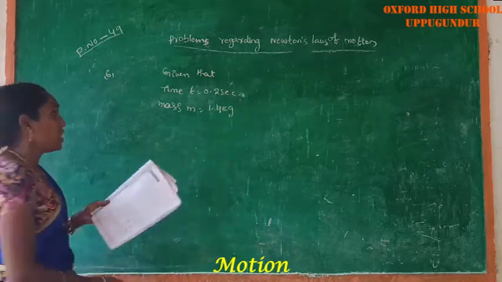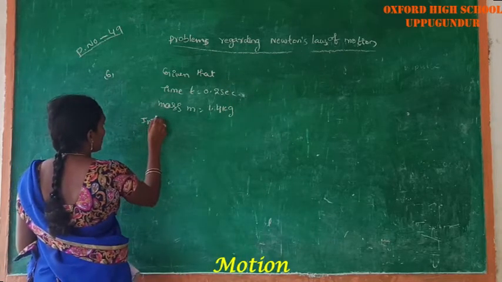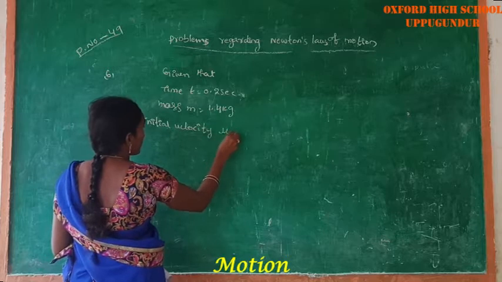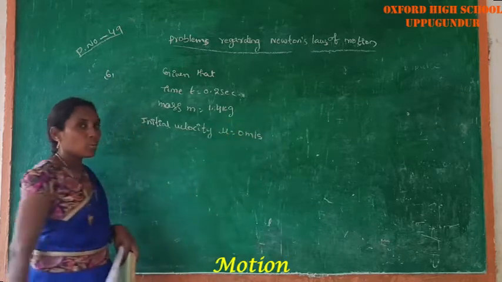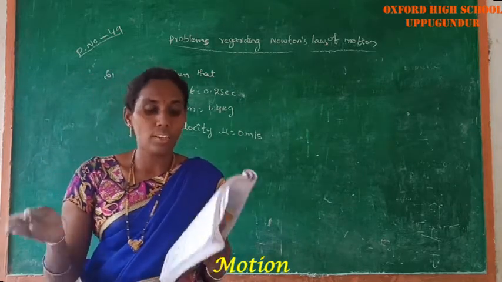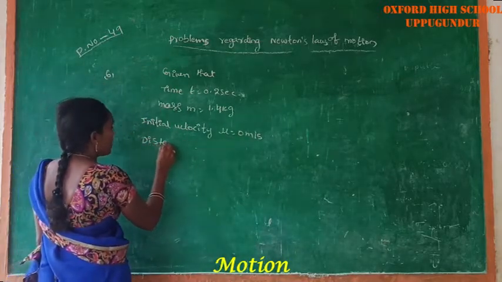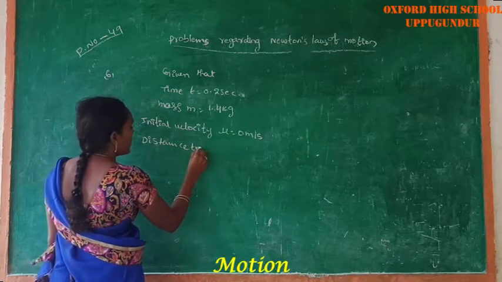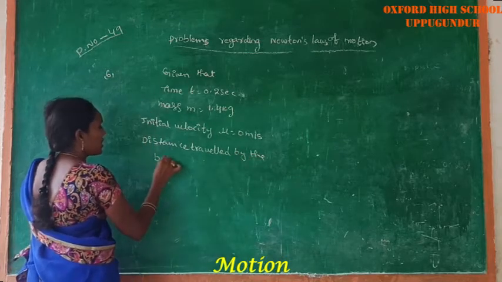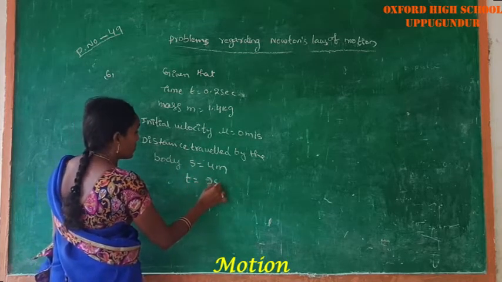1.4 kg. Initially the body is at rest, which means the initial velocity is 0, that is u is equal to 0 meter per second. Now, if you stop the force, the body moves through a distance of 4 meters in the next 2 seconds. That means the distance traveled by the body, s, is equal to 4 meters in a time interval t equal to 2 seconds.